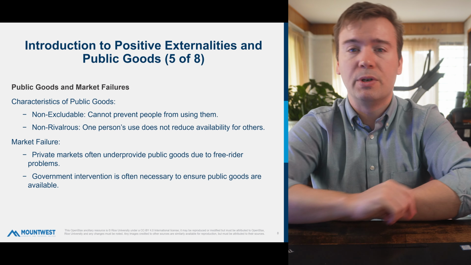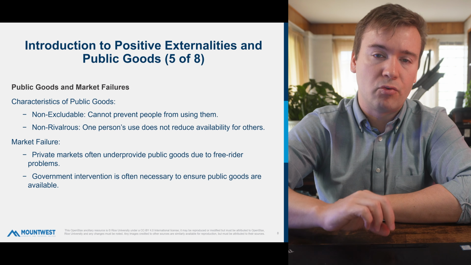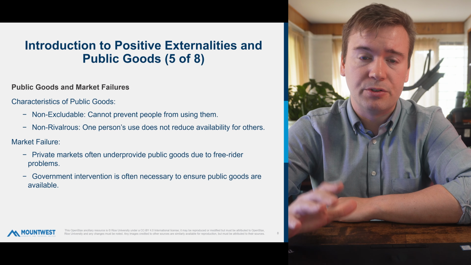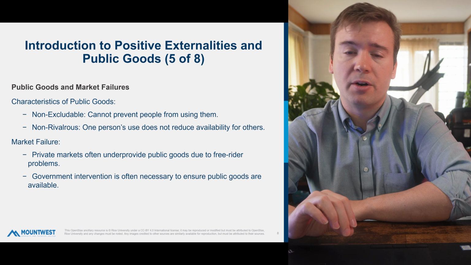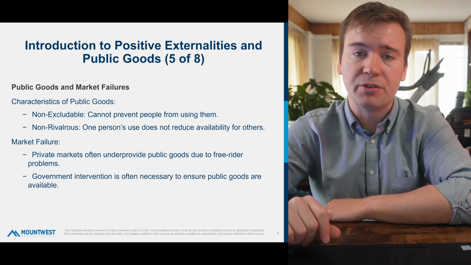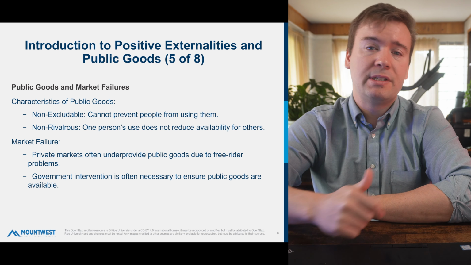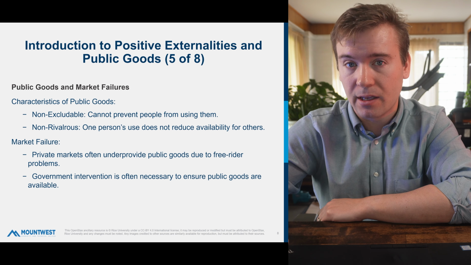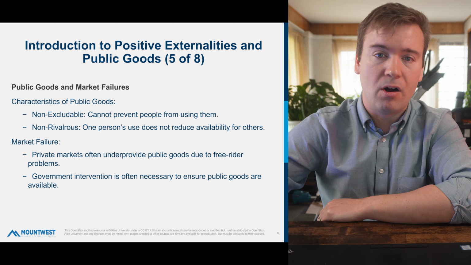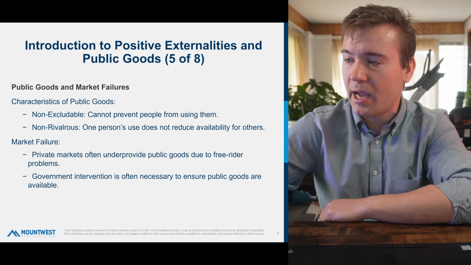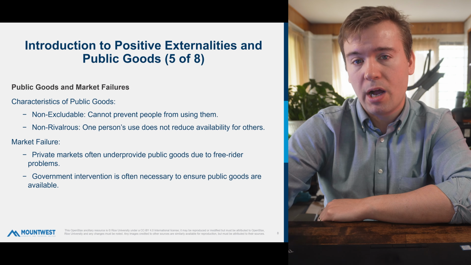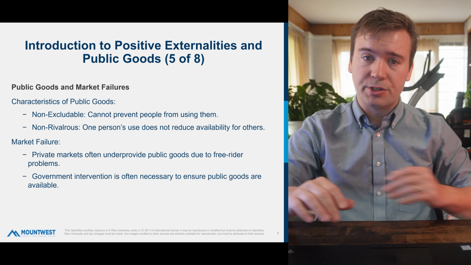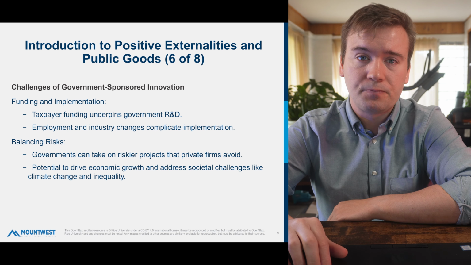So it's because of these characteristics, primarily these two characteristics, that private markets often underprovide public goods due to what's known as the free rider problem. The government has this problem as well. We'll talk more about the free rider problem. There's not just this problem either. So the question, though, is why would someone pay for a good if they can benefit from it without paying? Can't they just free ride on what's out there in the public and not have to pay for it? So this is why government intervention is often necessary to help ensure that public goods are available to benefit society.